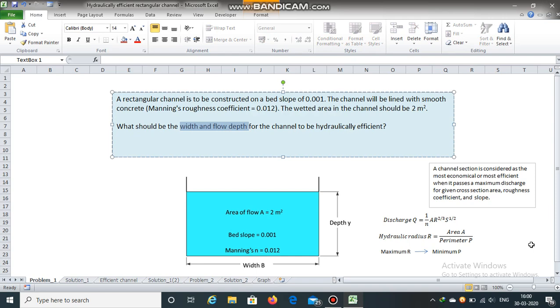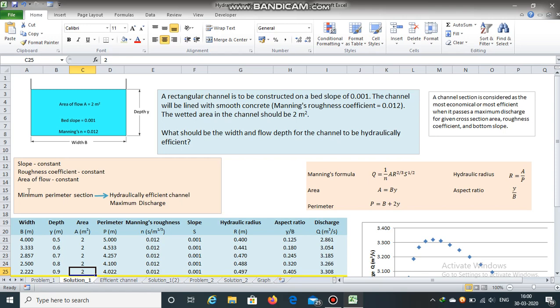A channel section is considered the most economical or most efficient when it passes a maximum discharge for given cross section, roughness coefficient and bed slope. Now, from Manning's formula, it can be seen that discharge will be maximum when hydraulic radius R is maximum. Hydraulic radius will be maximum when perimeter is minimum. A minimum perimeter section will give us a hydraulically efficient channel which conveys maximum discharge.